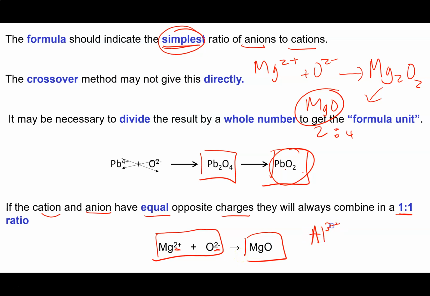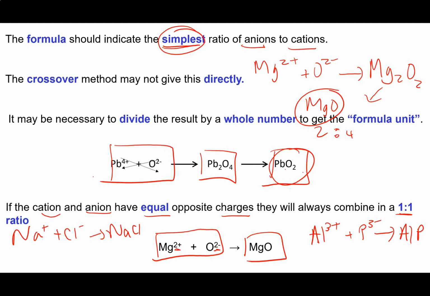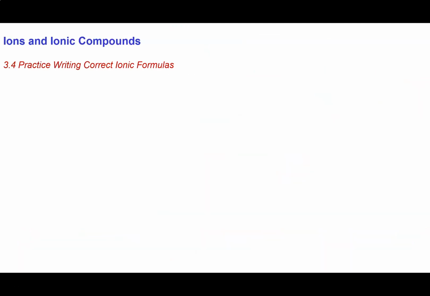So Al3+ and P3-, you would know that they're going to combine in a 1-to-1 ratio. Na+ and Cl-, they're going to combine in a 1-to-1 ratio. But as soon as you see that two ions do not have equal and opposite charges, you also immediately know that they're never going to combine in a 1-to-1 ratio and that you have to do the crossover rule. It's a good little thing to keep in mind.